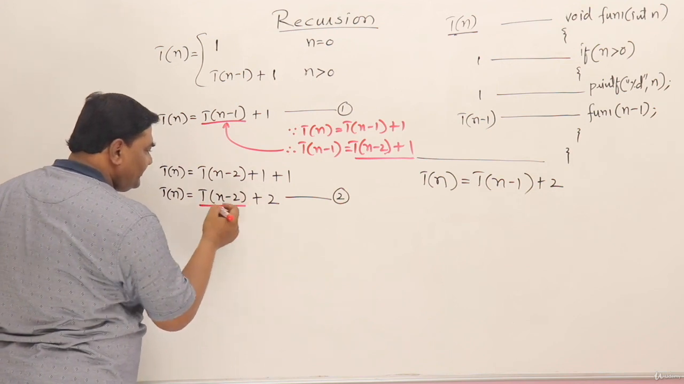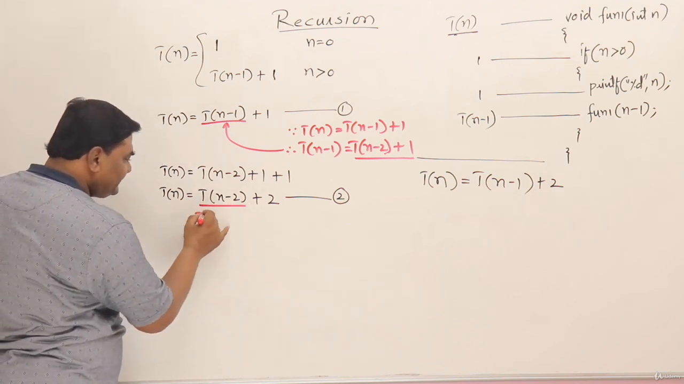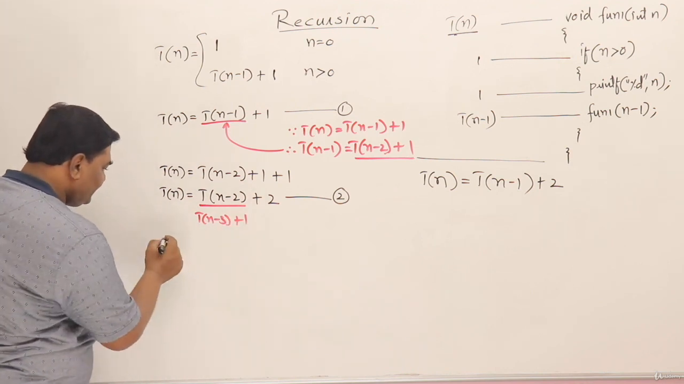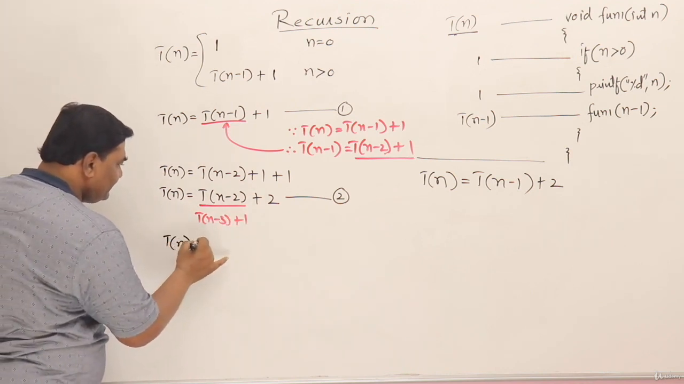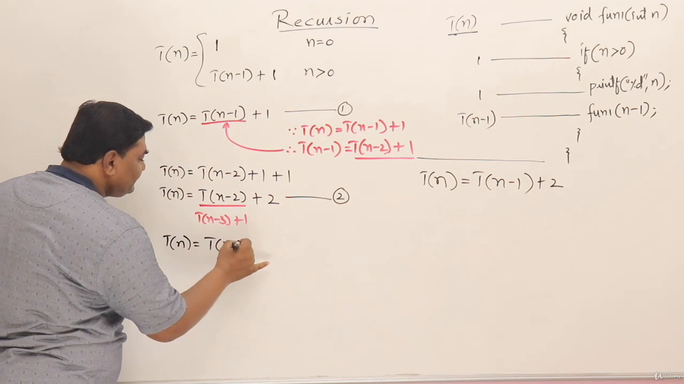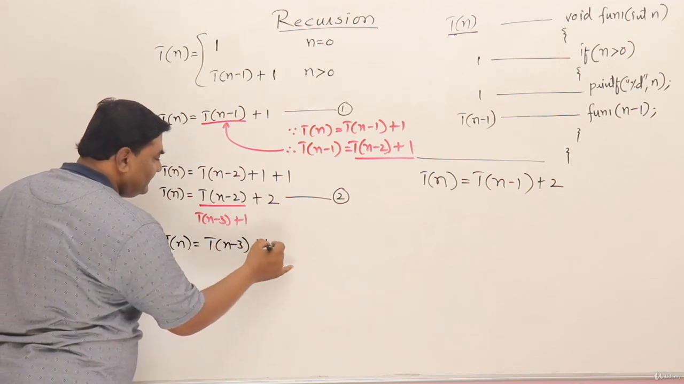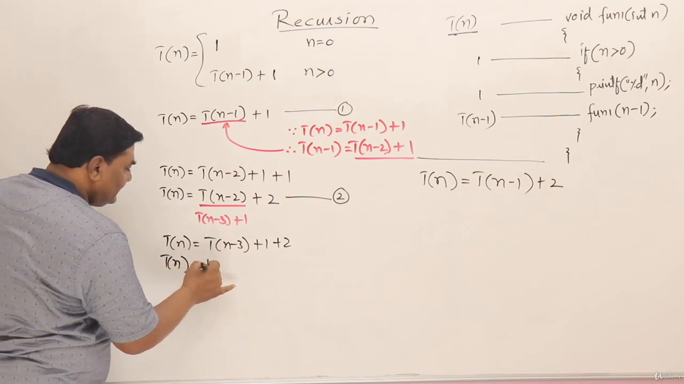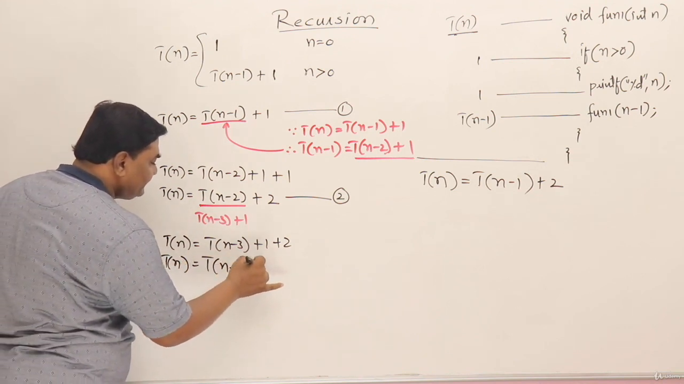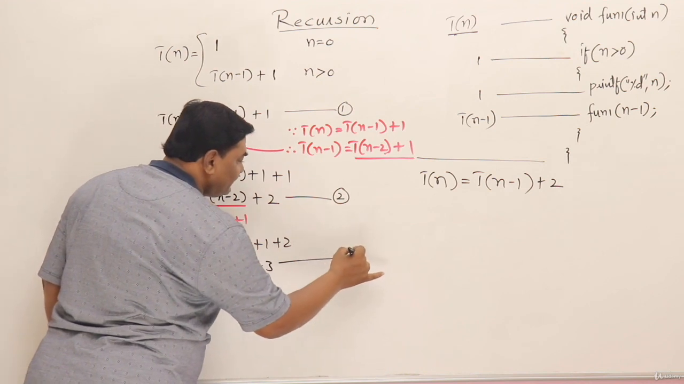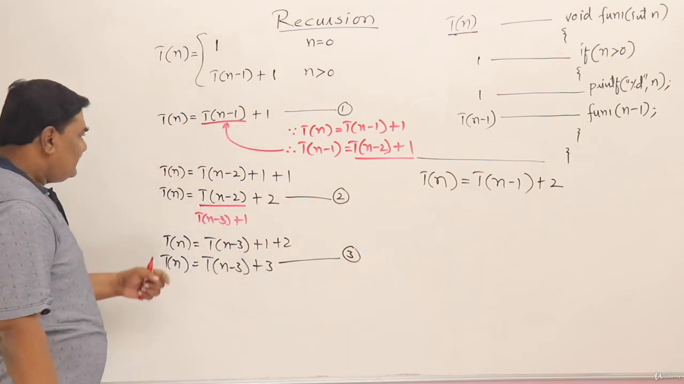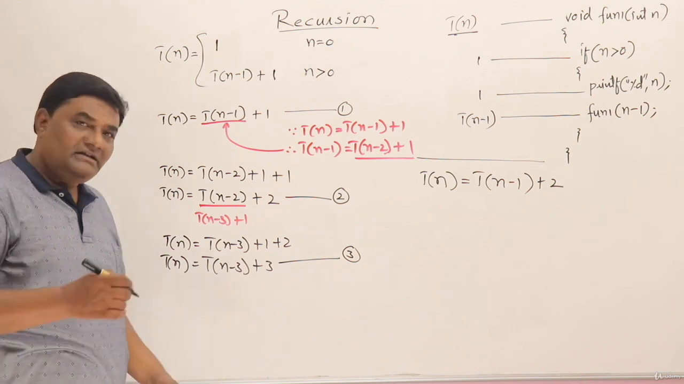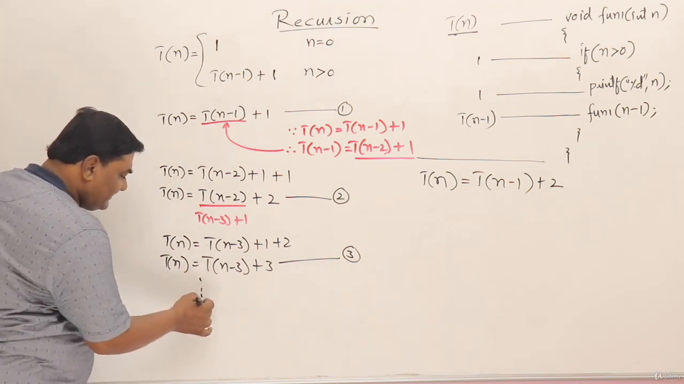Then let us substitute in this place. So what will this be? This will be T(n-3) + 1. So if I substitute that, then T(n) = T(n-3) + 1 + 2. So this can be written as T(n) = T(n-3) + 3. This is the third equation. So I have substituted 2 times. How long should I do this? Let us continue it for k times.